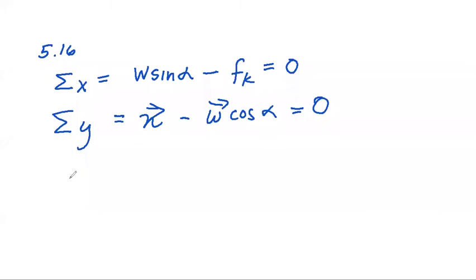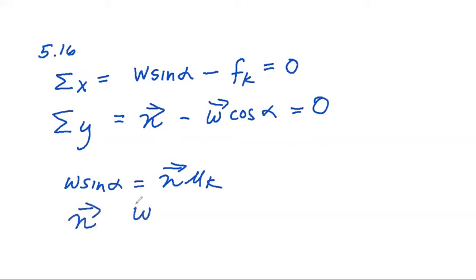All right, so W sine theta equals N mu K, from this guy. I've just redefined that as N mu K. And we have N equal to the weight times cos alpha. So what am I solving for? I'm finding the angle in terms of W and mu K. All right, so let me go ahead and do that.